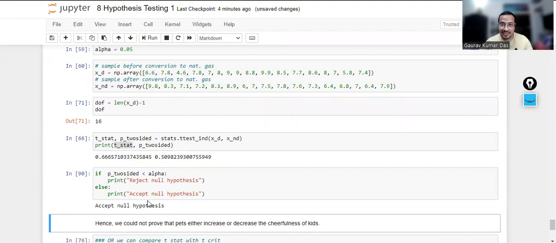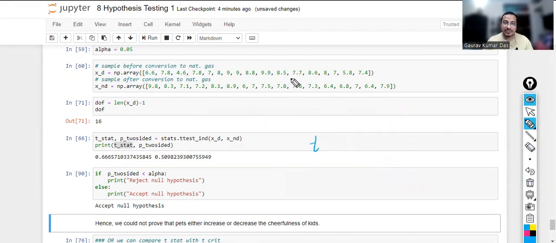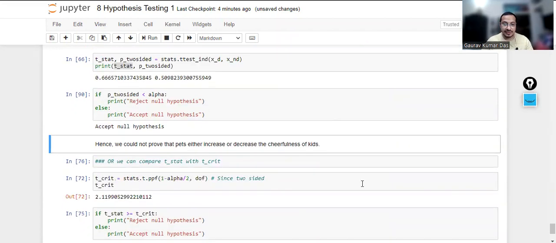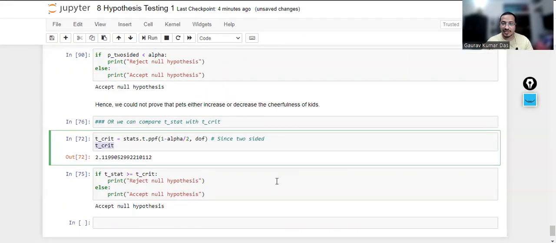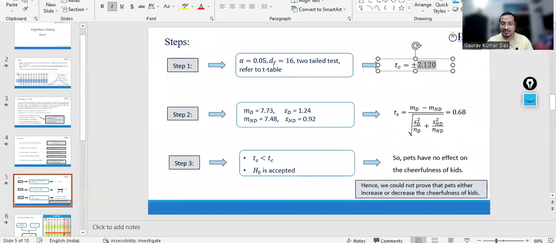Now, if I want to calculate the t-critical and compare it with the t-stat, what will I do? For t-critical, as we had done before, stats.t.ppf of the probability, which is 1 minus alpha by 2, because it's a two-sided test, comma, we also need to put in the degrees of freedom. The degree of freedom is 16, from here as well. Once we get it, this is the t-critical, which is 2.119, just the same as here.